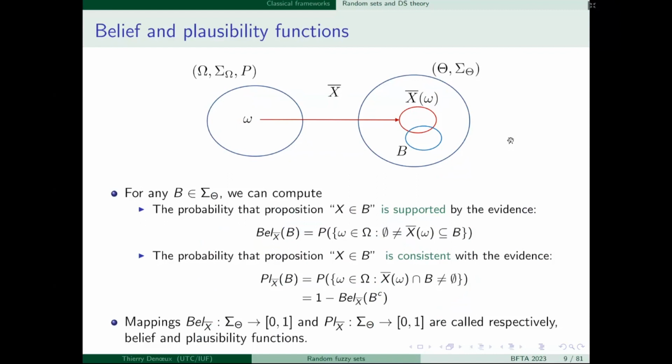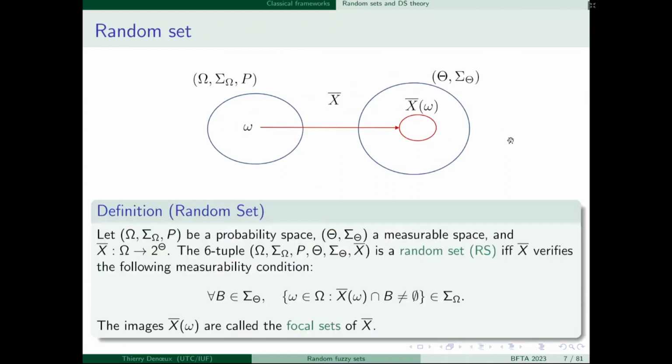And we can also define the probability that the proposition x belongs to B is consistent with the evidence. This is the probability, in that space, of the set of omega whose image intersects B. Here these two subsets of omega are events. We can compute the probability because we have imposed this measurability property.